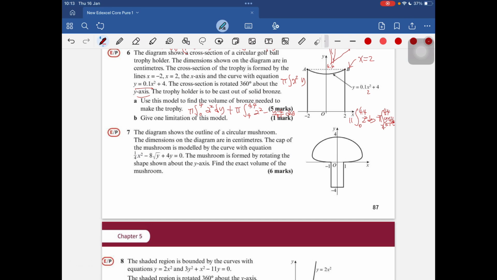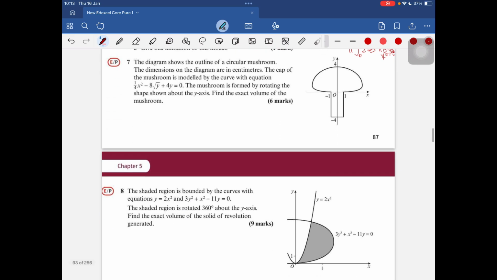The limitation of this model is that the trophy is cast out of solid bronze. But what we found in part A is the volume of the completed trophy. So actually we need more bronze to start with. So maybe this can be the limitation of this model.